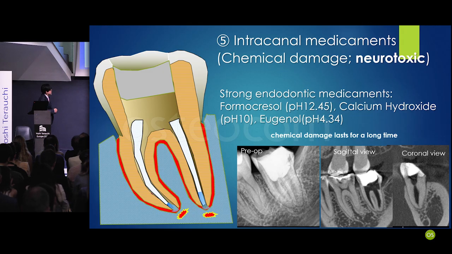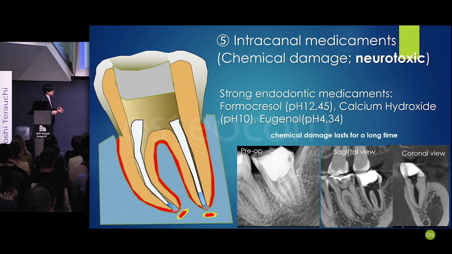When I saw this, I took a radiograph and CBCT. There's no periapical radiolucency. Why did the previous dentist continue placing calcium hydroxide into the root? He said, because every time I did root canal treatment, the patient had post-operative pain. So I continued placing calcium hydroxide. That's what he told me.